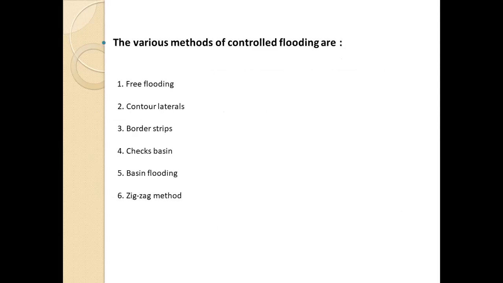Whenever there is flooding. So the various methods of controlled flooding are, so there are six methods of controlled flooding, right? First one is free flooding, second one is contour laterals, third one is border strips, fourth one is check basin, fifth one is basin flooding, and the last one is the zigzag method. So today we will learn about all these controlled flooding methods, right?